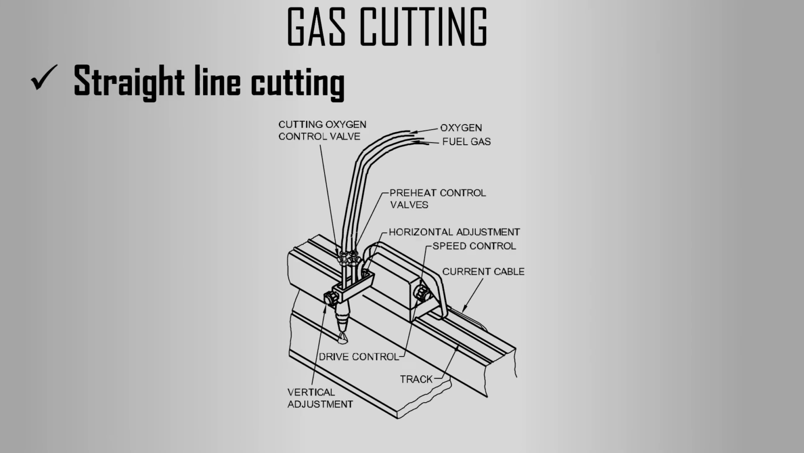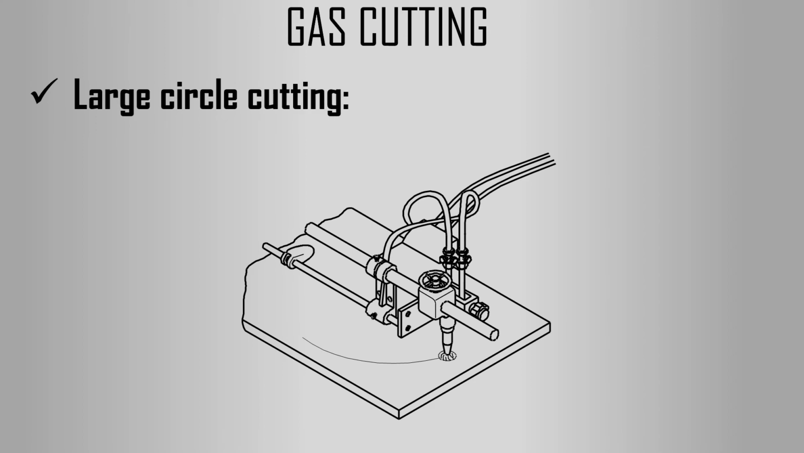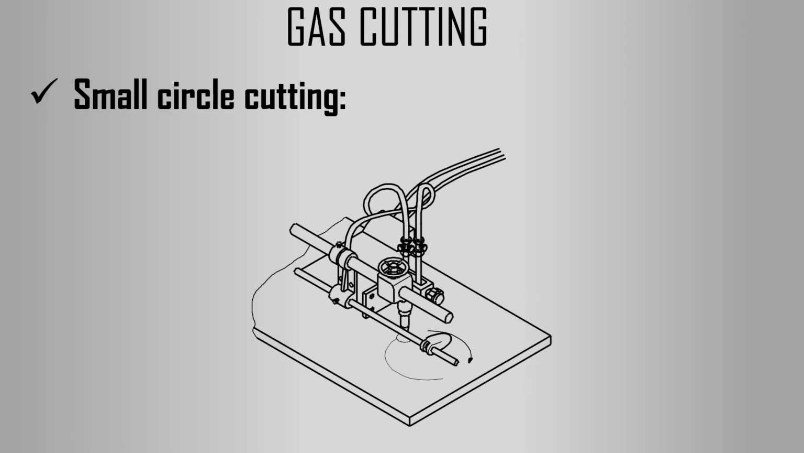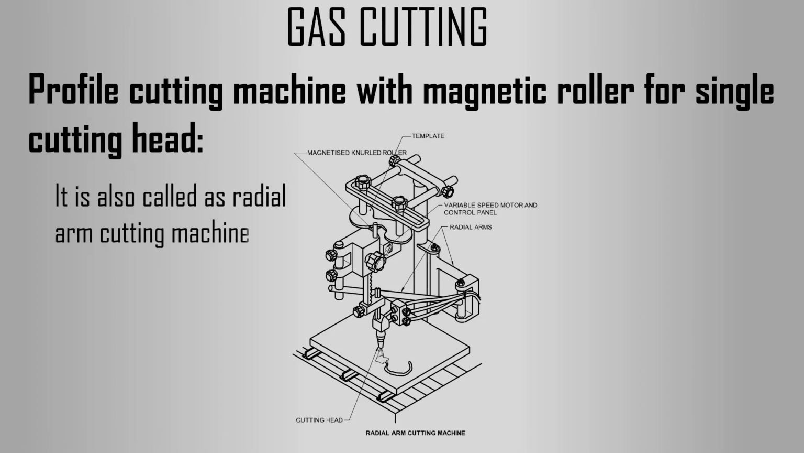Let's see the different types of gas cutting machines one by one. First, straight line cutting. Second, large circle cutting. Third one is small circle cutting. Fourth type is profile cutting machine with magnetic roller for single cutting head. It is also called as radial arm cutting machine.